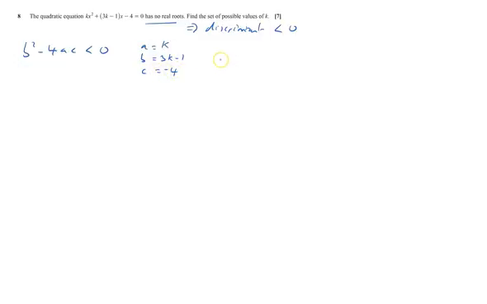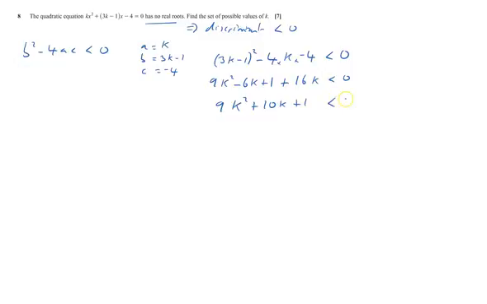So I've got to do b squared, which is (3k minus 1) squared, minus 4 times a, which is k, times c, which is negative 4, and that's got to be less than 0. Multiply this out, and that'll give me 9k squared, minus 3k minus 3 more k will be minus 6k, and then minus 1 times minus 1 is plus 1, and minus times minus is plus 16k, which is less than 0. That gives me 9k squared plus 10k plus 1 is less than 0.